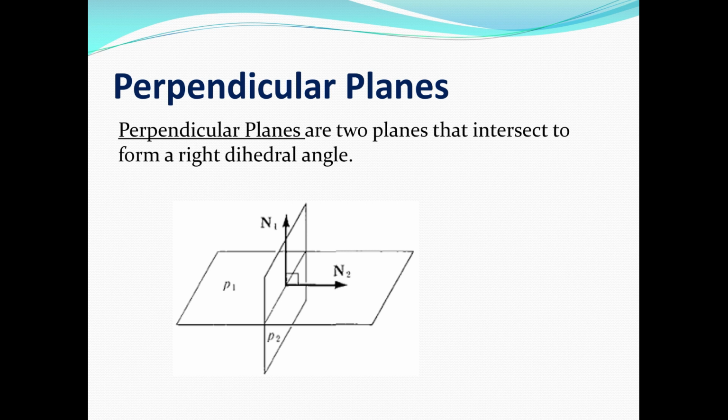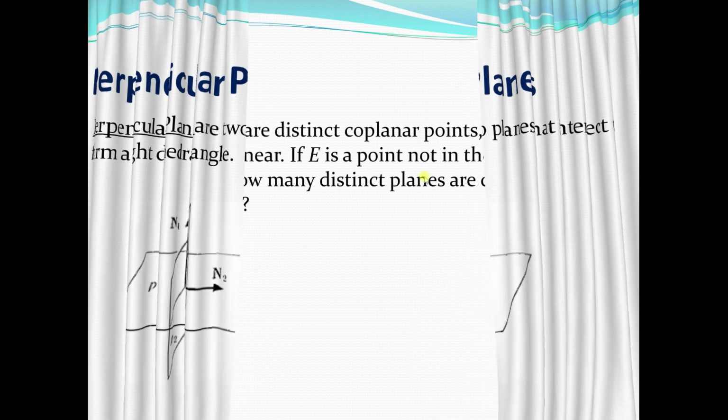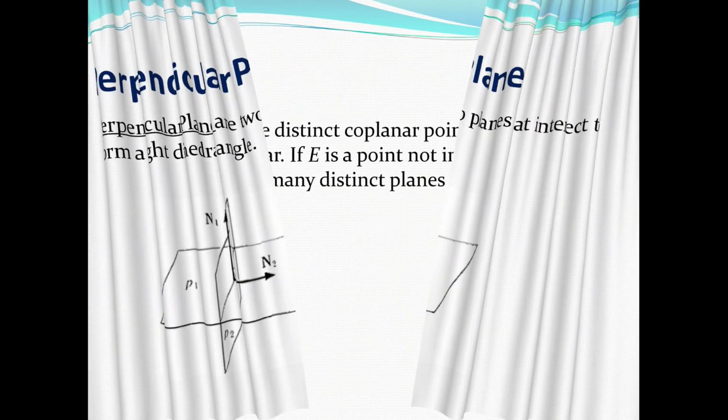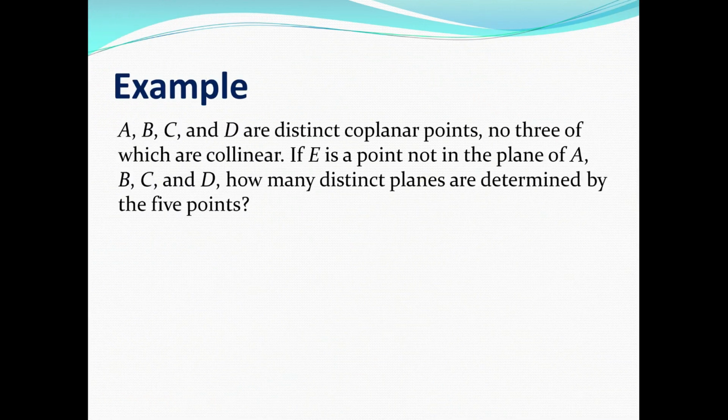Okay, so let's wrap up this lesson with an example. Let's say you have points A, B, C, and D that are distinct coplanar points, no three of which are collinear. If E is a point not in the plane of A, B, C, and D, how many distinct planes are determined by the 5 points?